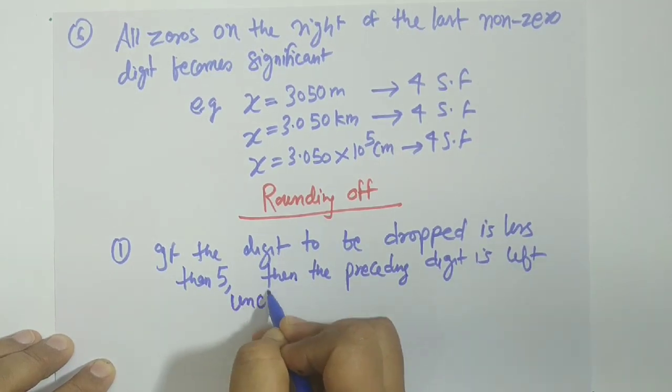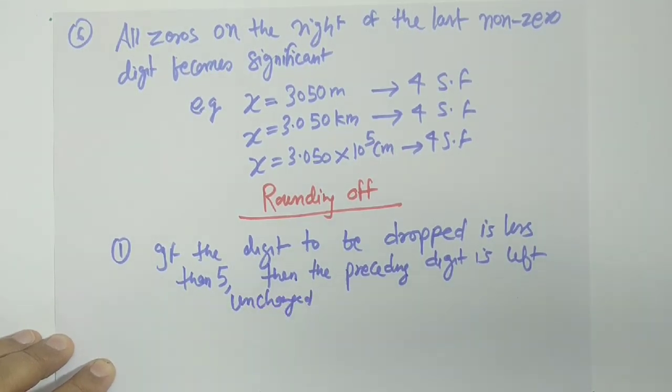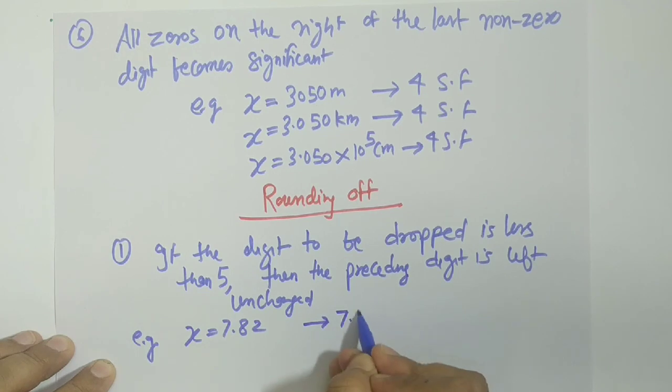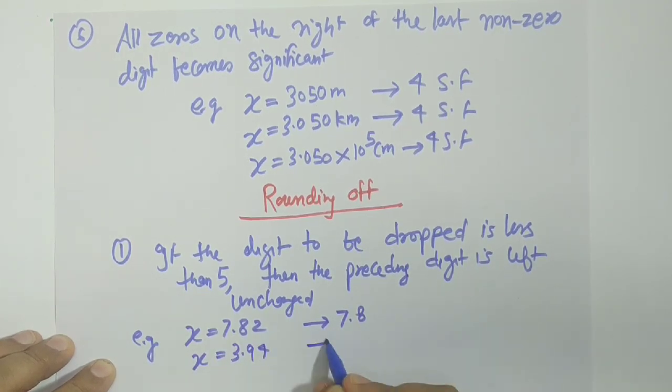So that means very simple, if I have x is equal to 7.82, as an example, it will be rounded off to 7.8. If I have x is equal to 3.94, it will be rounded off to 3.9. So this is rounding off.